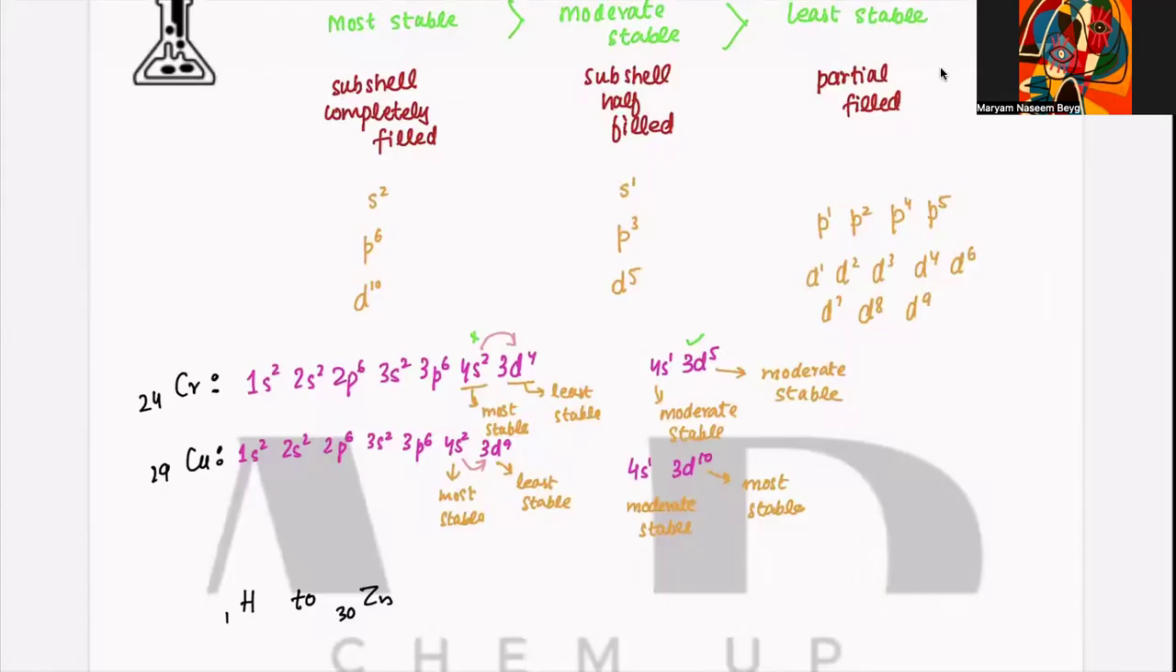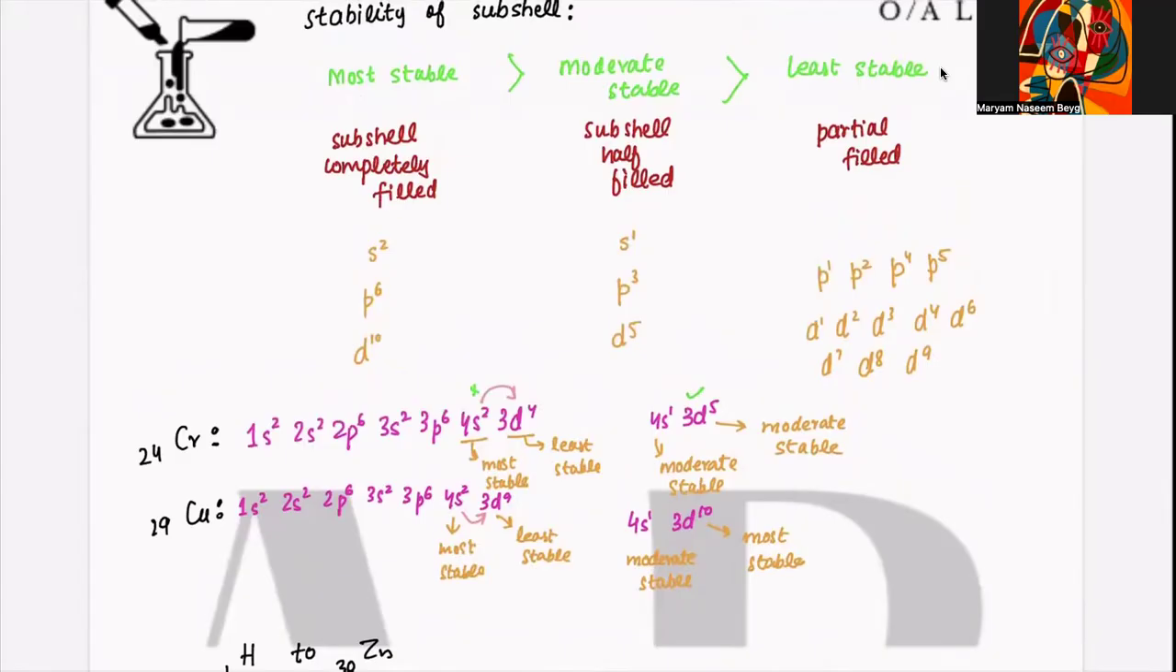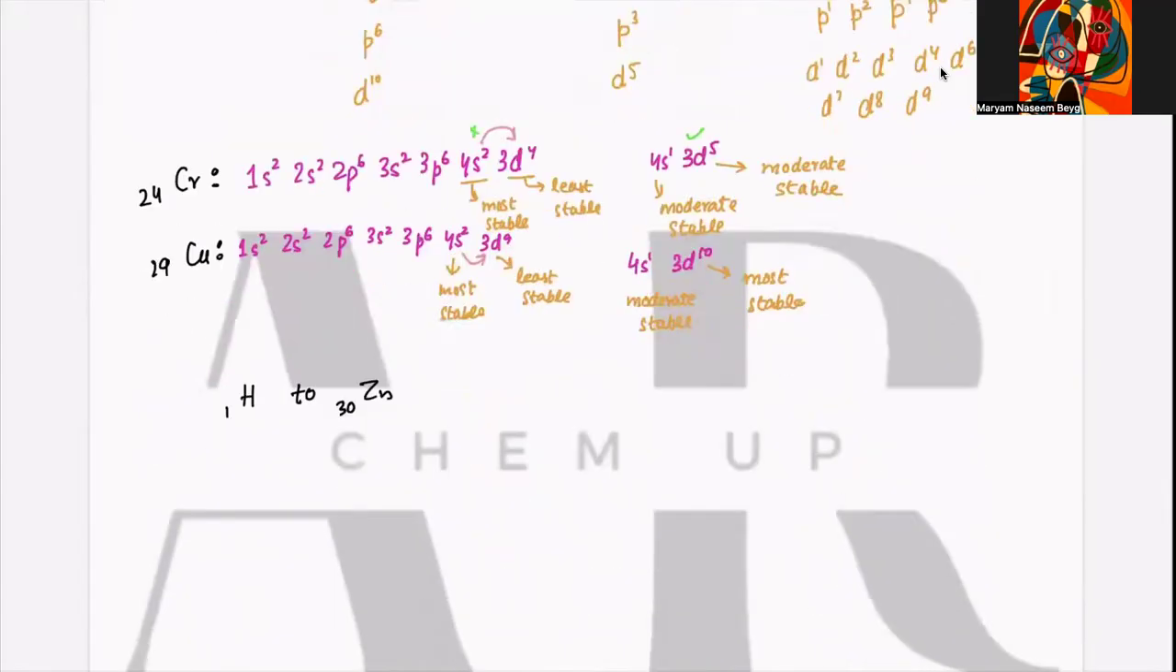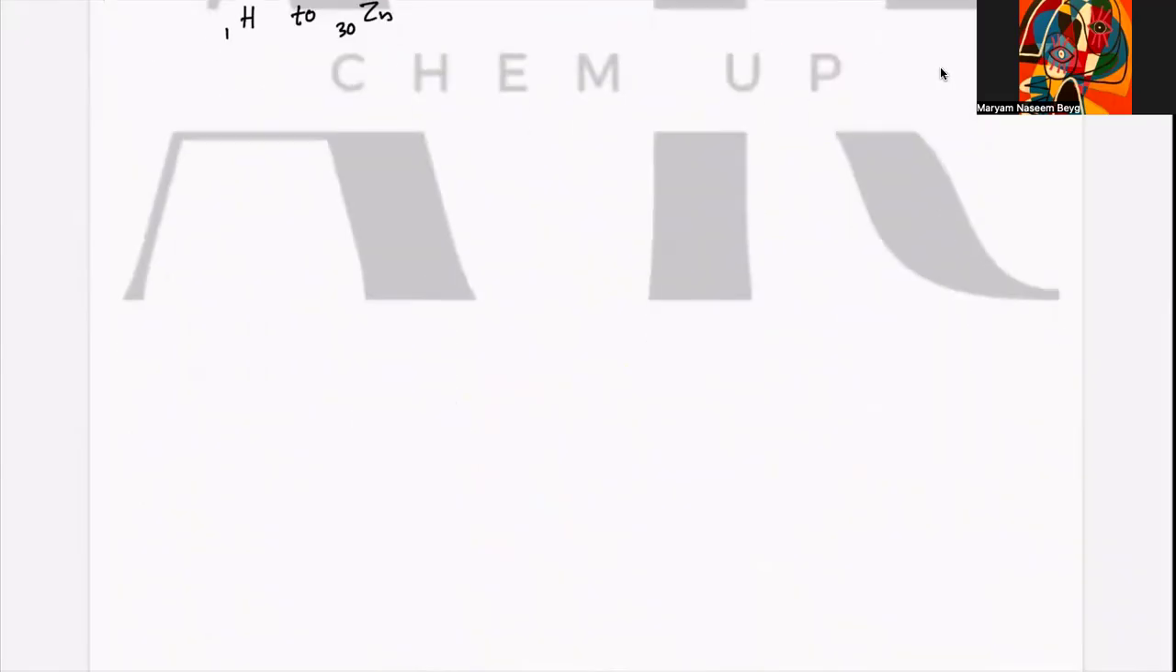So in the last class, we finished the electronic configuration of the elements. So I'm just going to discuss the electronic configuration for the cations and anions, and then the orbital filling thing that we will discuss quickly, and then move to the ionization energy.